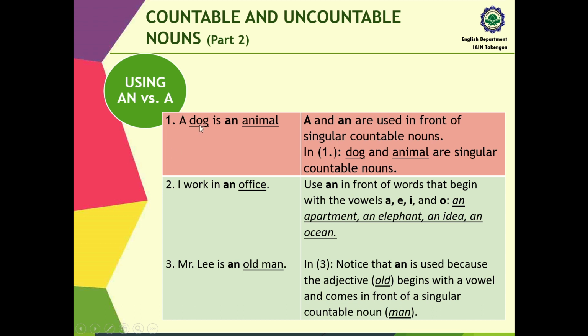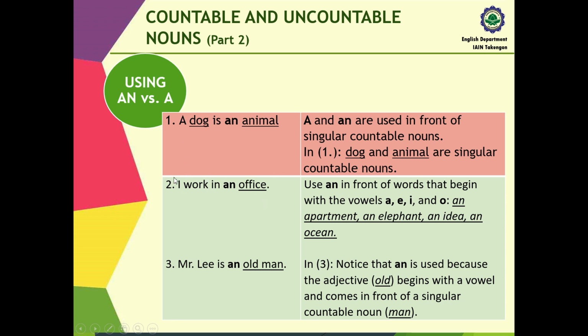The first: a dog is an animal. A and an are used in front of singular countable nouns. In this sentence, dog and animal are singular countable nouns. Okay, so these articles, a and an, are used in front of singular countable nouns. Dog is singular. Animal is also singular. So we use a and an in front of these singular countable nouns.